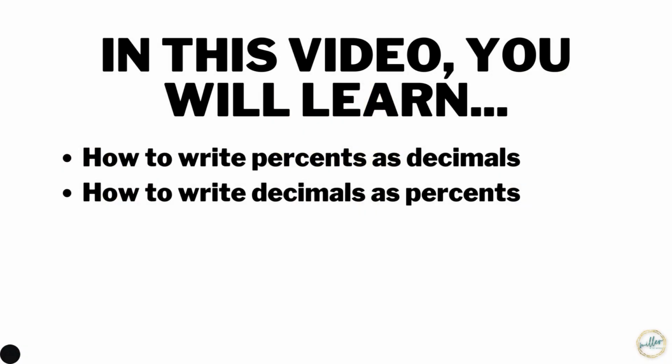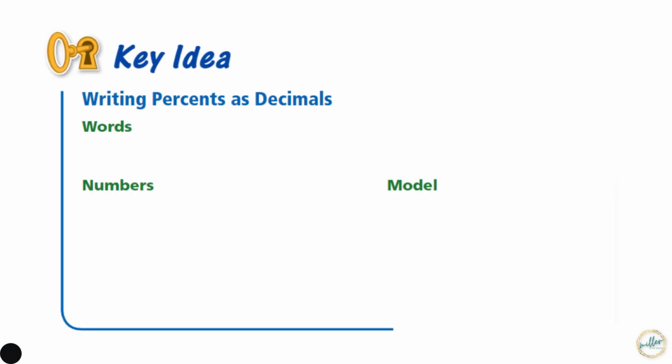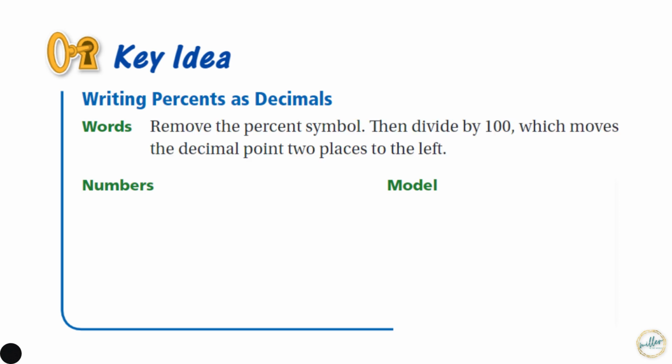In this video, you will learn how to write percents as decimals and how to write decimals as percents. Here's your key idea. Writing percents as decimals. In words, remove the percent symbol, then divide by 100, which moves the decimal point 2 places to the left.